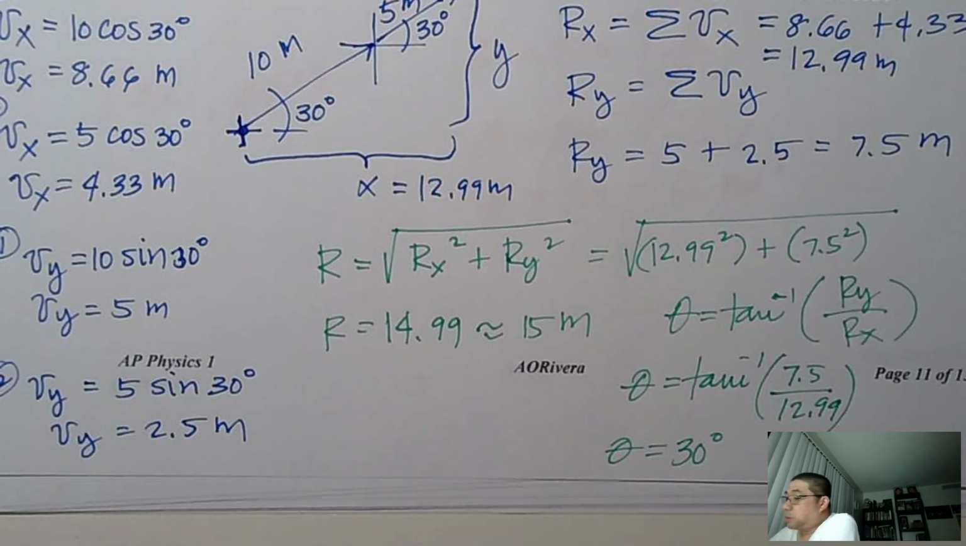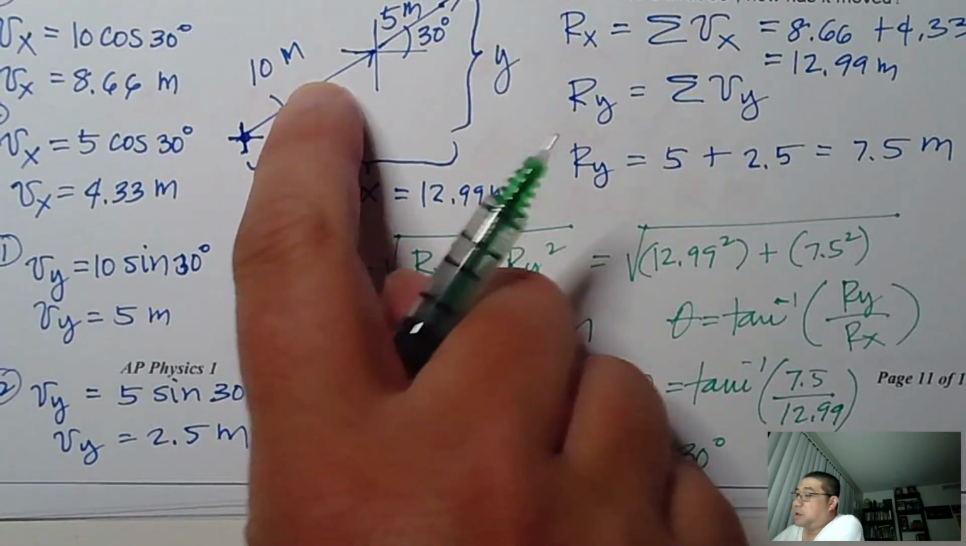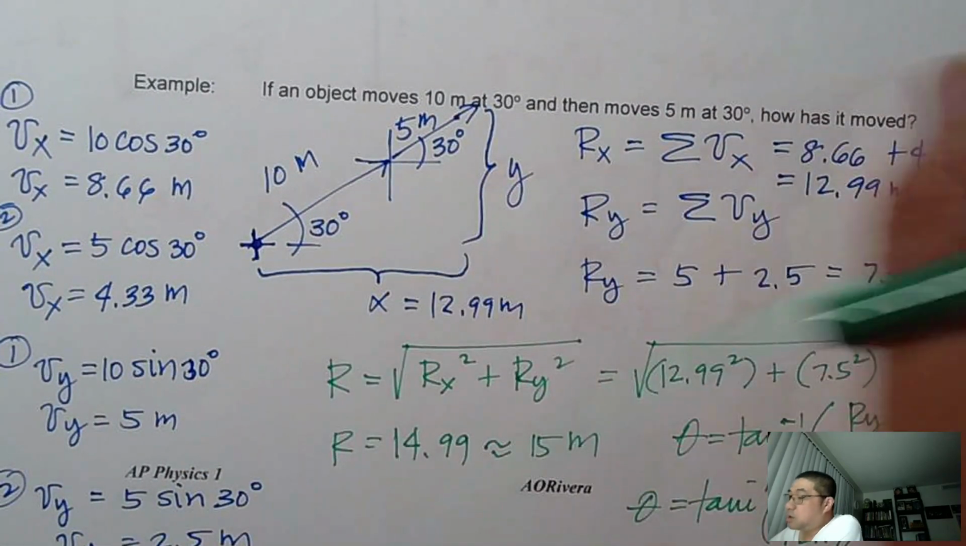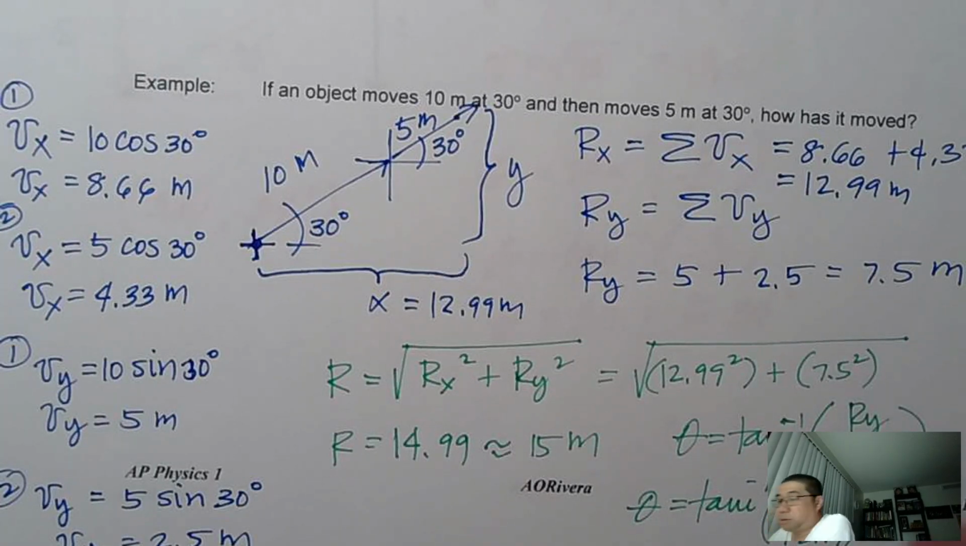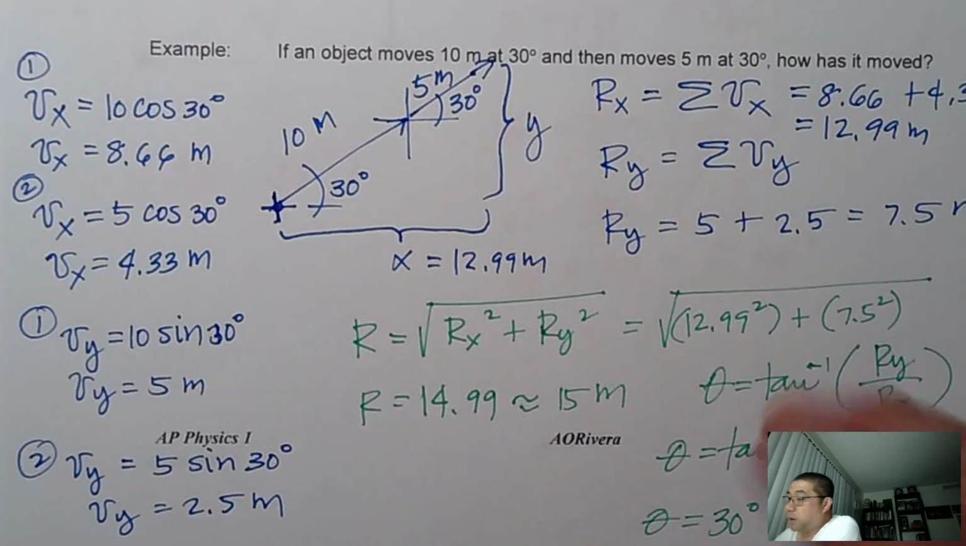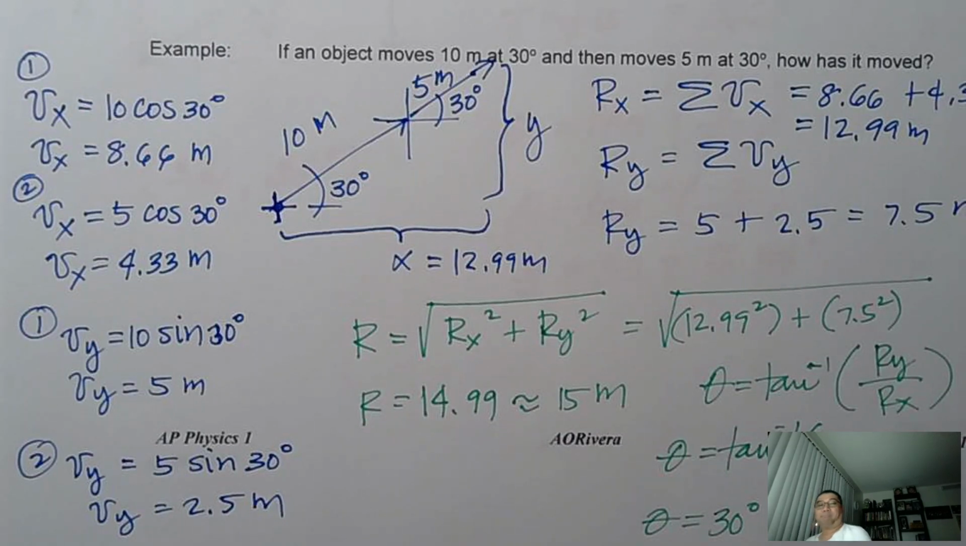So approximately 15. You could just add it, Mr. Rivera, 15, because it's the same direction. You could. But if you wanted to show and justify your answer, why it is 15 and why it is 30, you could show all of your work.